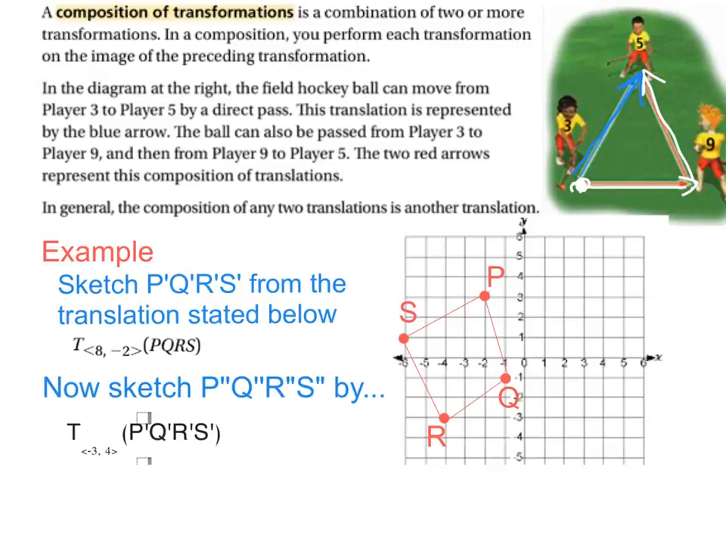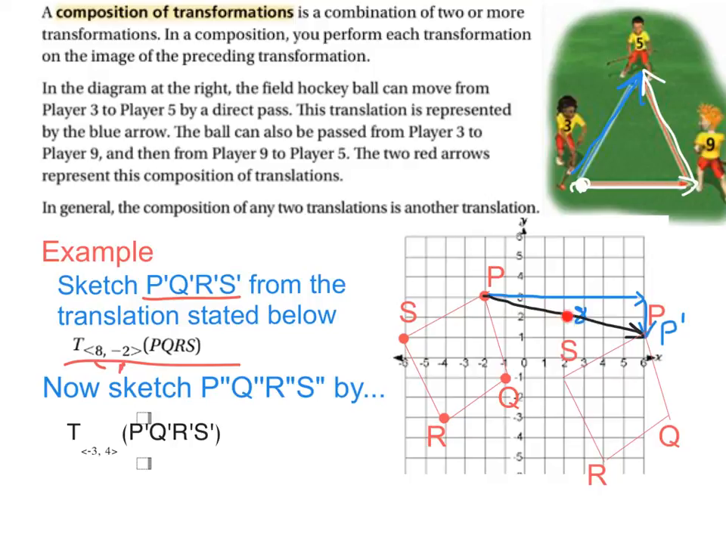So let's look at another example. We're going to perform 2 translations on quadrilateral PQRS. First of all, we need to sketch P prime, Q prime, R prime, S prime from this transformation, where every point is going to go 8 in the positive X direction and -2 in the Y direction. So here we go, P positive 8 in the X direction and -2 in the Y direction. That is the same result as if we had gone straight here along the black line.